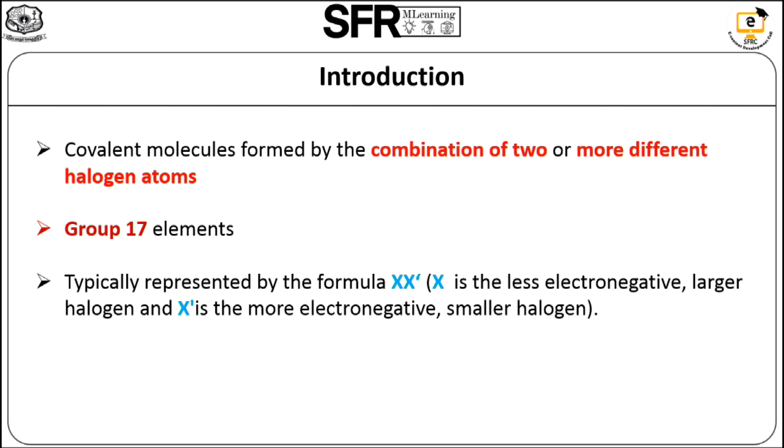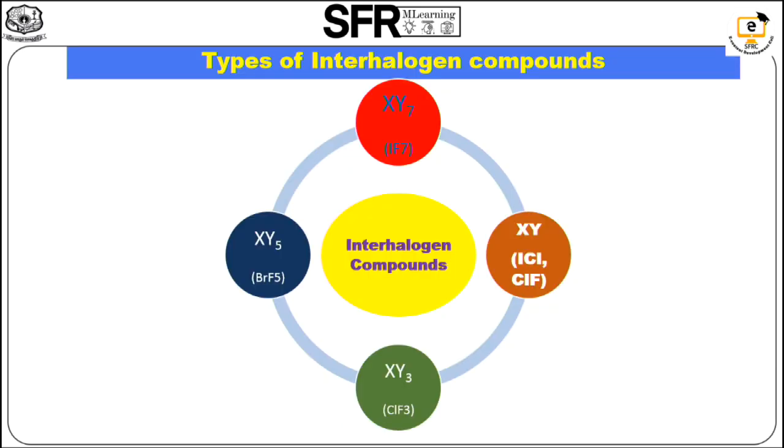The formula for the interhalogen is generally represented as XX', where X' is the more electronegative atom and X is the less electronegative atom compared to X'. But both X and X' belong to the halogen group.